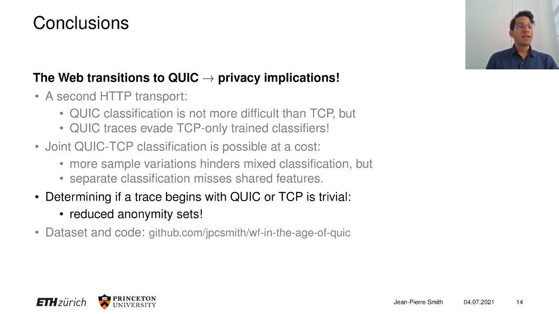And this can have the impact of reducing the anonymity set when the adversary is performing his classification. For example, if the adversary sees the web page is being loaded with QUIC, he can already rule out any TCP-only web pages from his predictions.